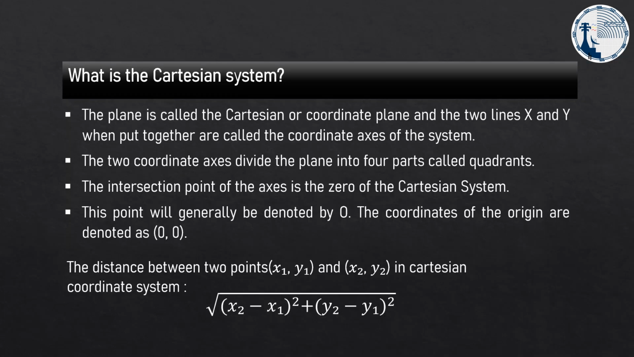So what is the Cartesian system? The plane is called the Cartesian or coordinate plane, and the two lines x and y when put together are called the coordinate axes of the system. The two coordinate axes divide the plane into four parts called quadrants. The intersection point of the axes is the zero of the Cartesian system. This point will generally be denoted by O. The coordinates of the origin are denoted as 0, 0. The distance between two points x1, y1 and x2, y2 in Cartesian coordinate systems can be found out using the formula.